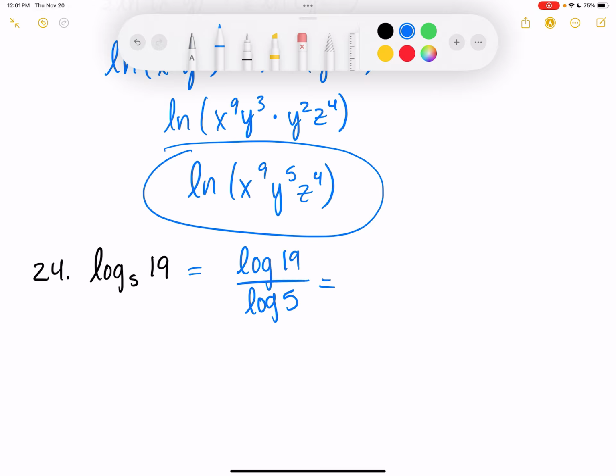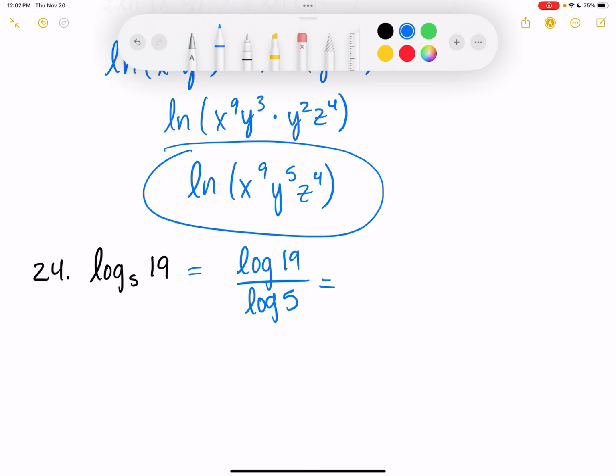On your calculator, we would use our regular log buttons that are on here. So we would have log of 19 divided by log of 5, and we get an answer. Now, to prove to you that that's the exact same thing as plugging this into my calculator with log base, if I did log base 5 of 19, it's equal to the exact same thing.